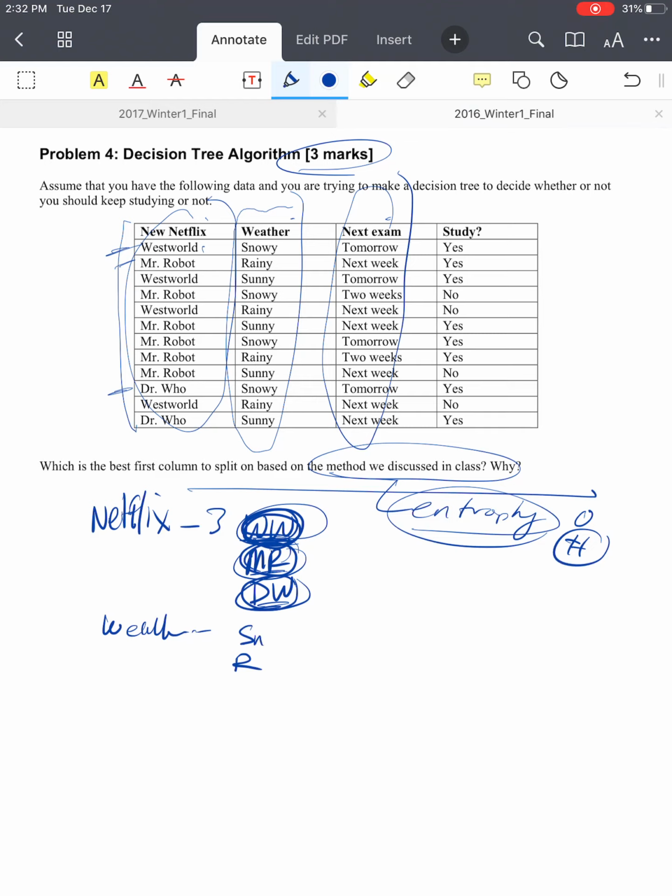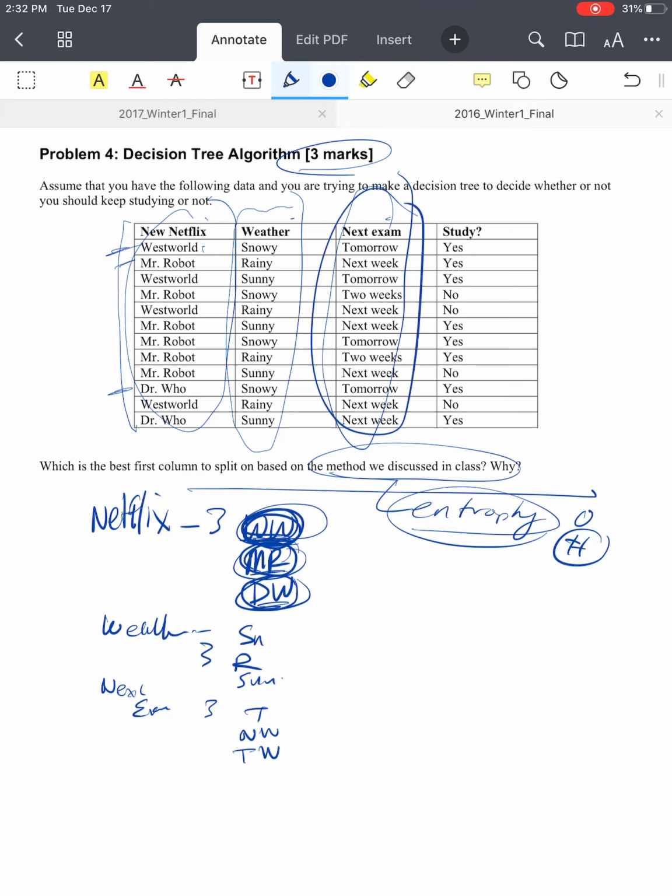Snowing, raining, and sun. So that's 3. What's exam? Next exam, how many is there? So there's 3 choices: tomorrow, next week, and 2 weeks.